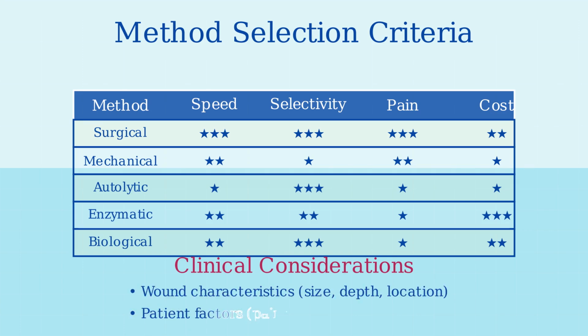These include wound characteristics like size, depth, and location, patient factors such as pain tolerance and comorbidities, available resources and expertise, and the balance between speed and tissue preservation. The choice of debridement method must always be individualized to optimize patient outcomes while minimizing risks.